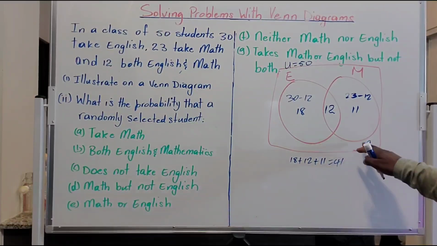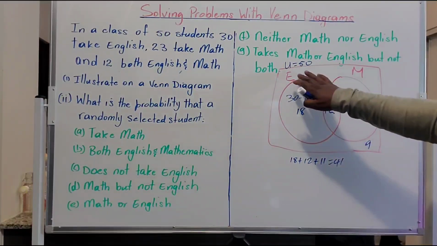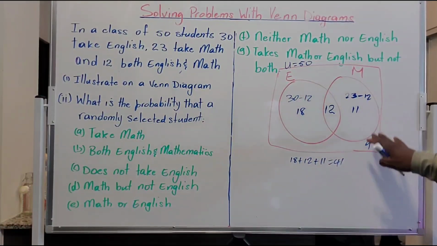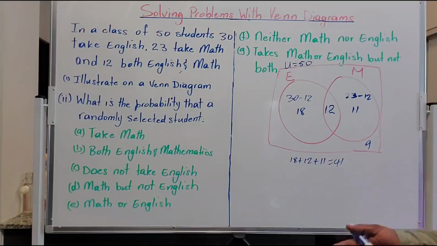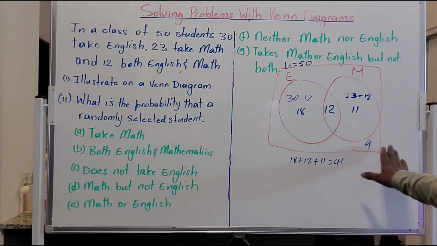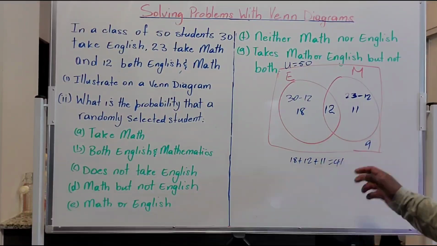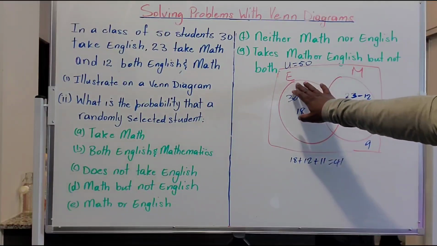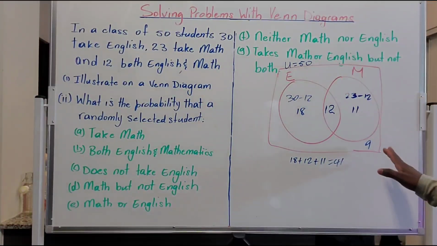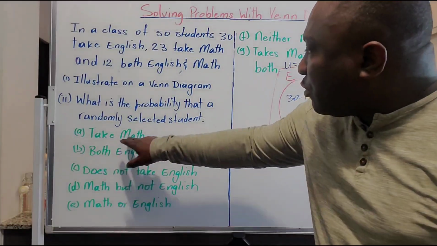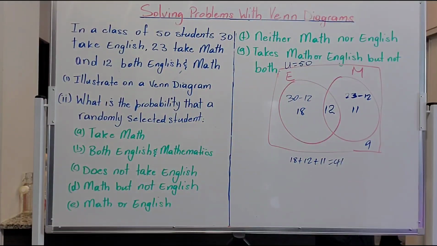So for sure, we know that there are 9 students here who are not doing English, and they're also not doing mathematics, but they are part of the entire class or the universal set. So we found out here then that in terms of E union M would be 9 students. Those are in the universal set. Now let us go straight to a question being asked.